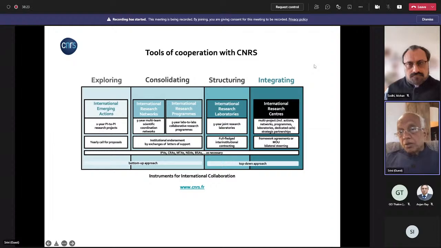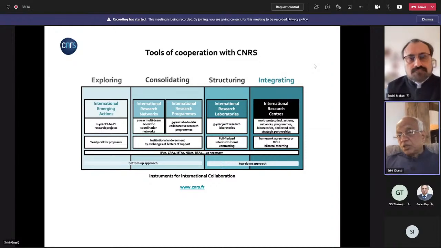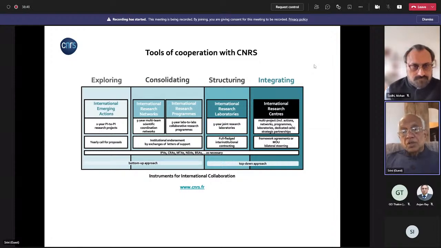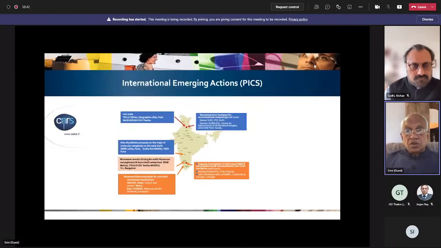One other scheme, the most attractive scheme, is that once this has been established very well, you can practically have a CNRS center in your institution, which means you are eligible for all the benefits that a CNRS lab in France would have. So these are interesting. If you have any questions, don't hesitate to ask me.